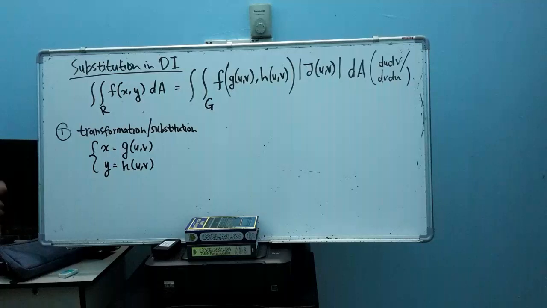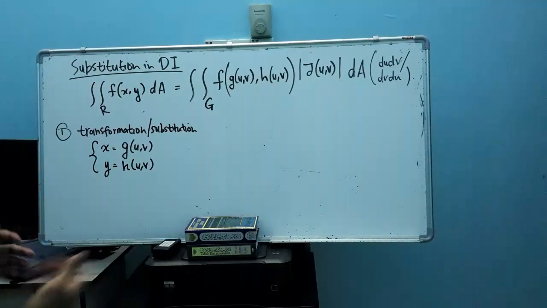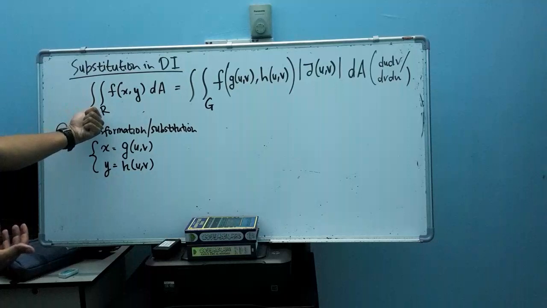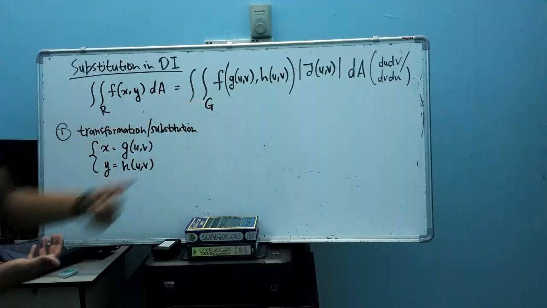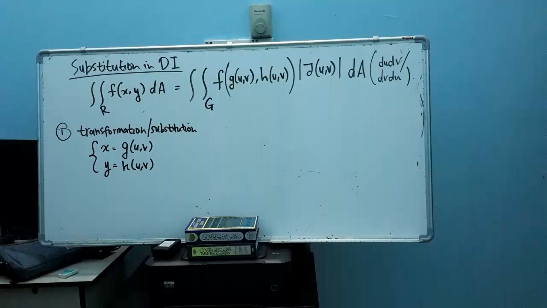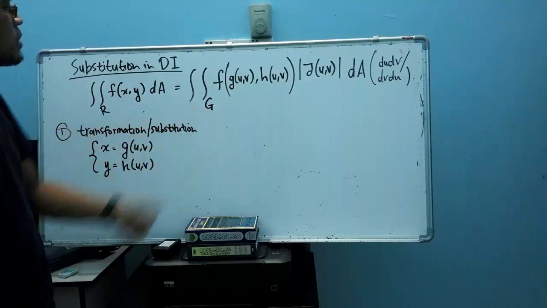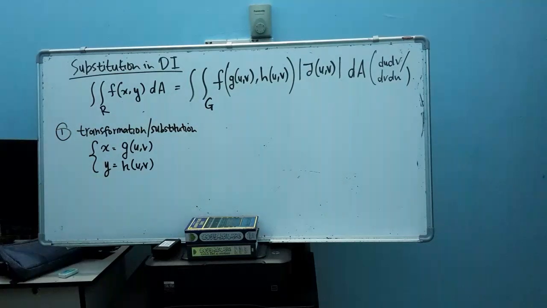Because like we see in single integration, when we use substitution and change all the terms, the limits of integration also need to change. From the first limit of integration, you need to change to the second limit of integration. Because of that, R here will change to G, because we substitute.